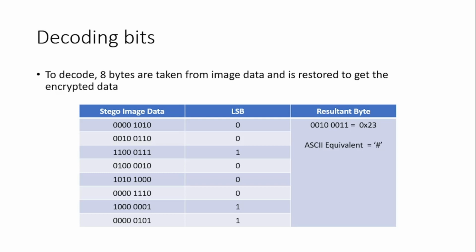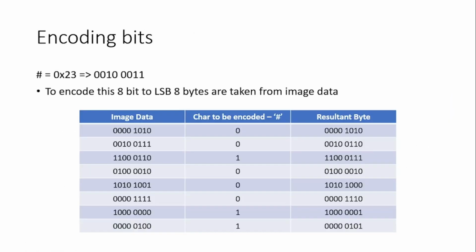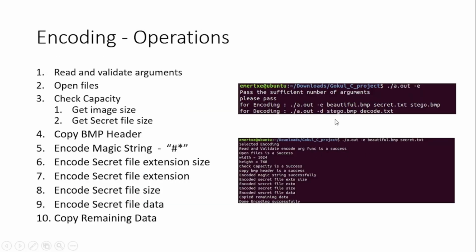That's done in decoding. In decoding, the first operation is to read and validate the arguments, whether sufficient arguments are passed and whether the BMP file is passed or not. After that we will open the files. We will open the stego.bmp in read mode, and we will create an output file by default. If we want to give a name to that file, we can pass it as a command line argument after stego.bmp. That file will be opened in write mode.